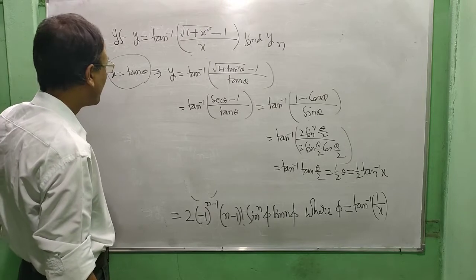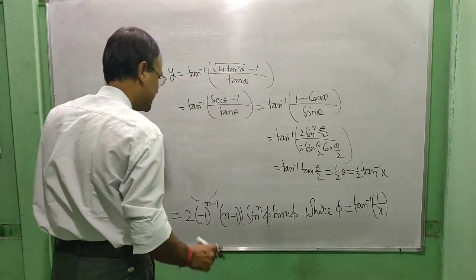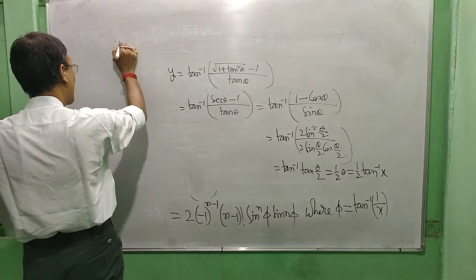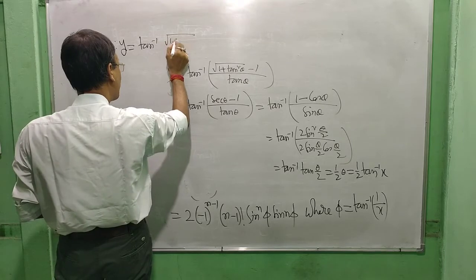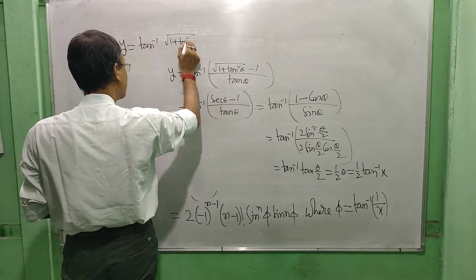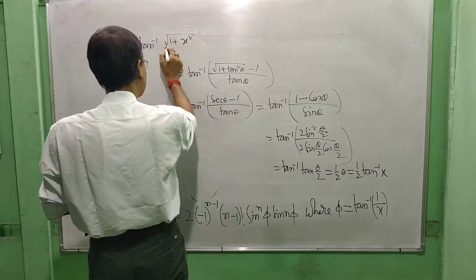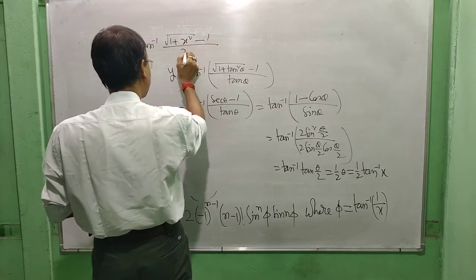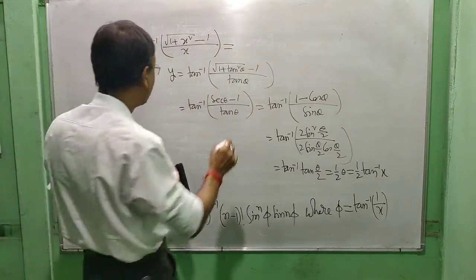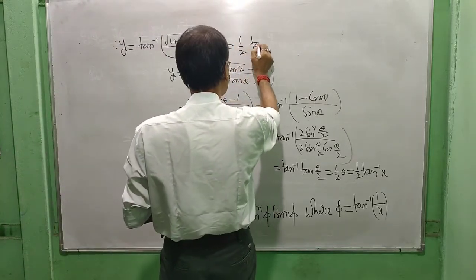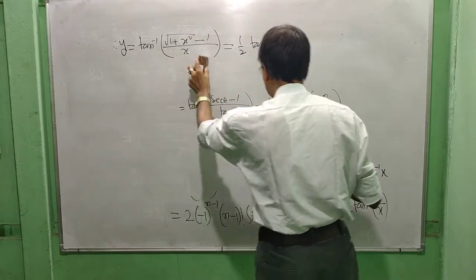Therefore y, which is tan inverse of (root over 1 plus x square minus 1) divided by x, is equal to half of tan inverse x.